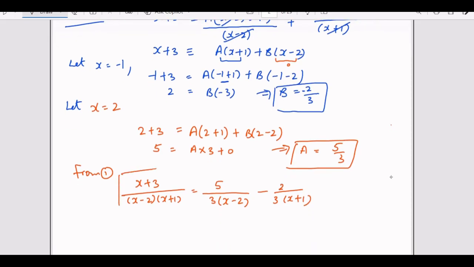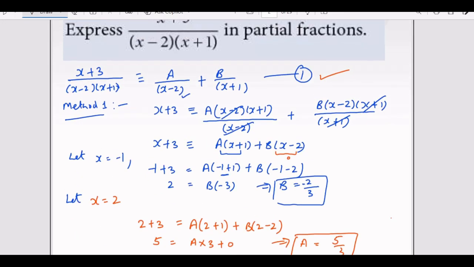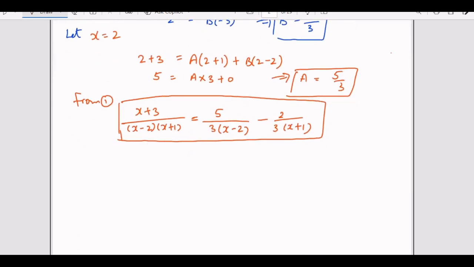Now you can see that we have split this fraction into two different terms. So there we had only one as a whole, and now we have split it into simpler parts. So this is one method to find out the values of a and b, or whatever constants you have. So now I will show you the second method.